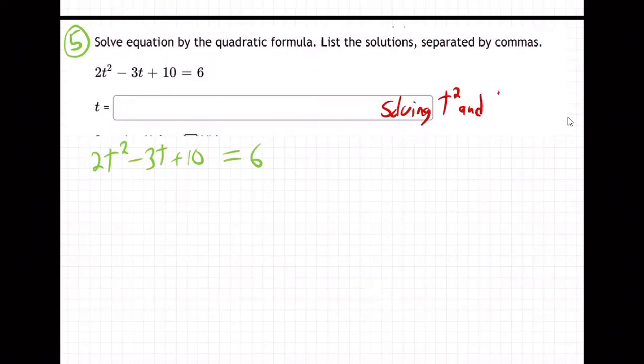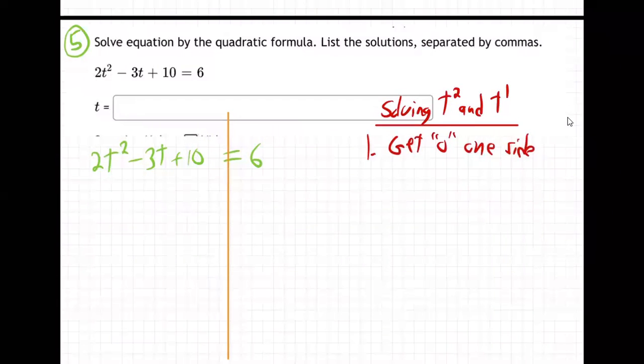Okay, so I'll put it over here, solving t squared and t to the first. How do you solve t squared and t to the first? Well, which is what we have, by the way, right? We have a t squared and a t to the first. What do you do? Step number 1, get a 0 on one side. So here, let me put in the wall of separation, which we need in there.